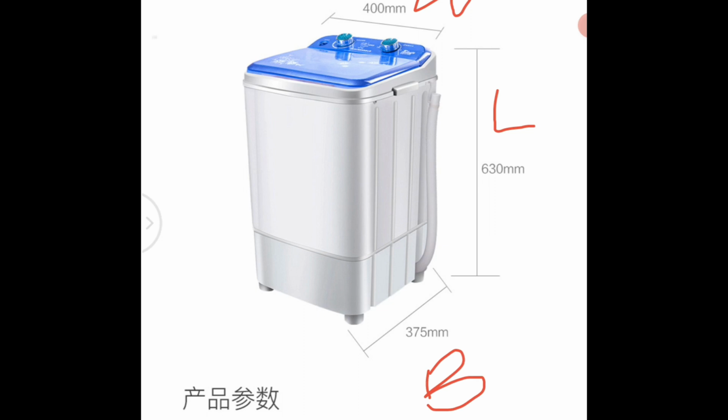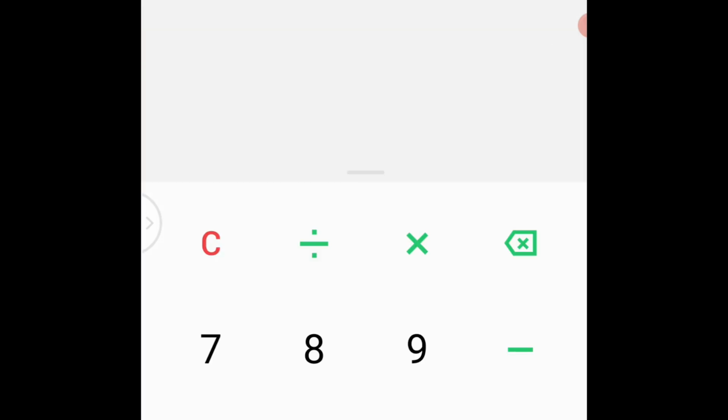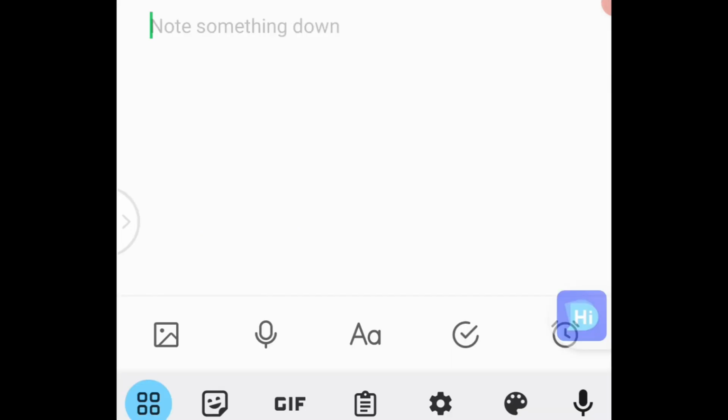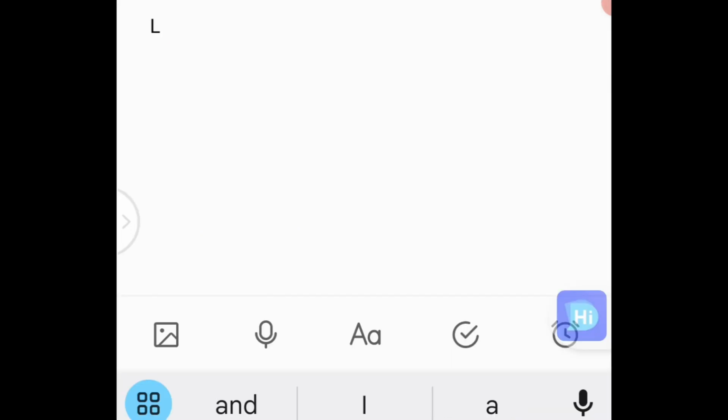Let's start with the length, which is 630. So let's go to our calculator. 630 divided by 1000 is 0.63 meters. Now the length is equal to 0.63 meters, right? Let's calculate for the breadth.